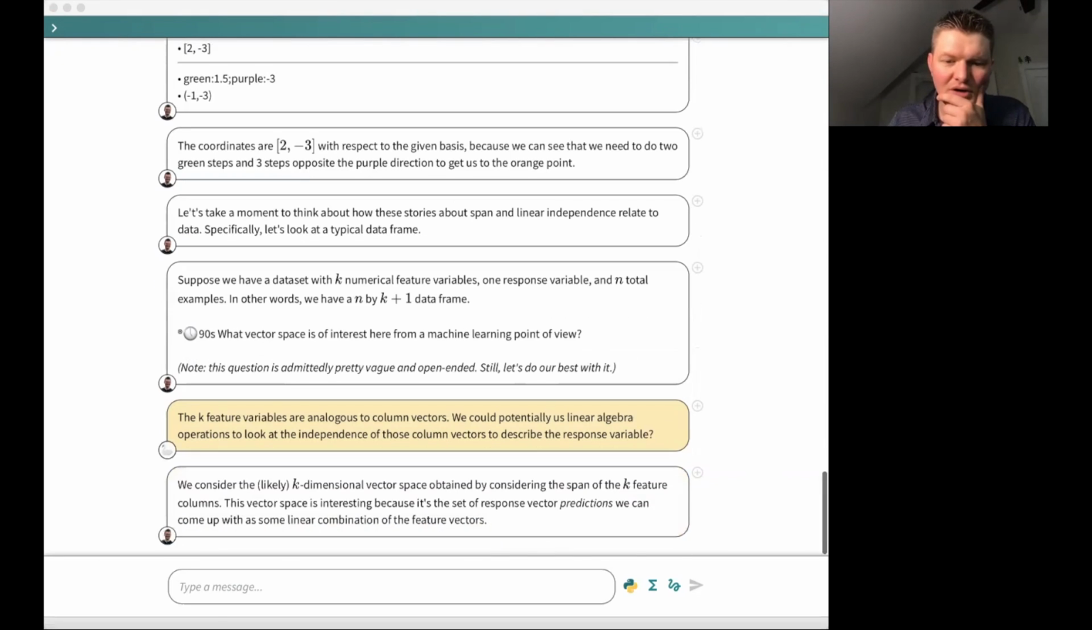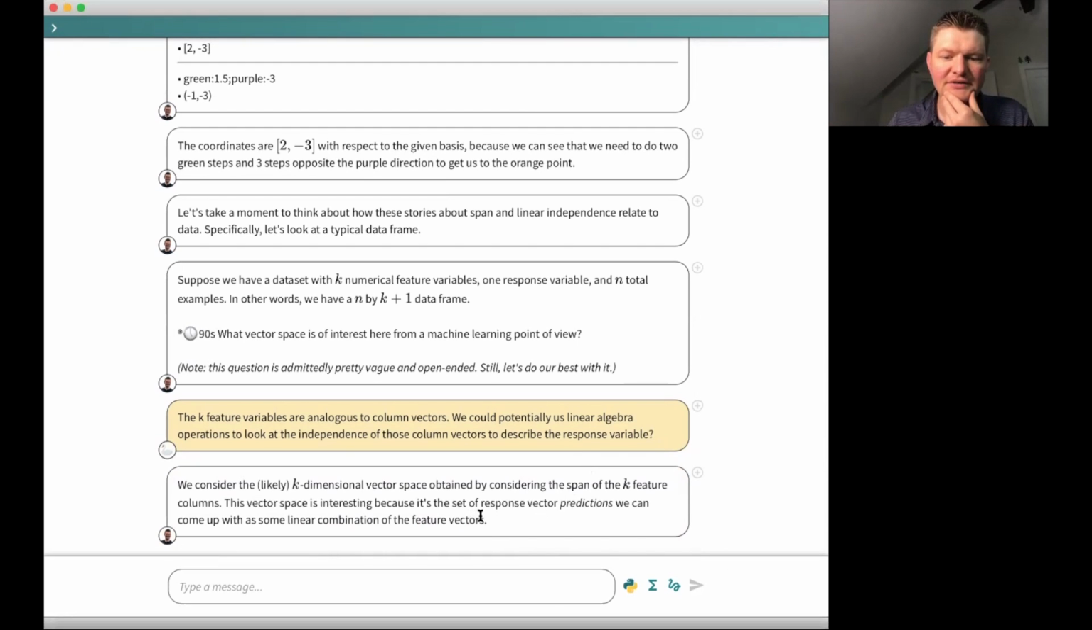So you want to look at the vector space spanned by the feature columns, which is very likely to be k-dimensional. If there's some reason there's going to be some linear dependence among the columns, then it could be less than k-dimensional, and that's something you'll have to watch out for. But in a general real-world situation where the variables are different from each other, there's almost never going to be a linear dependence relation there.